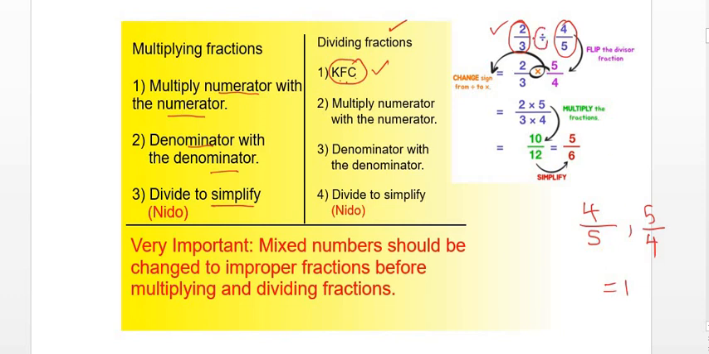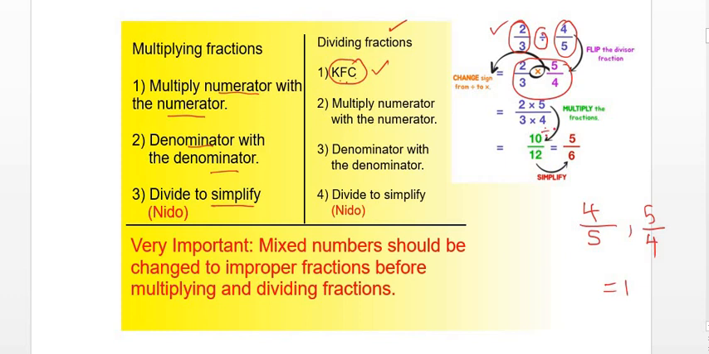Then C is for change. Change means change this division sign into multiplication. So now it has become a question of multiplication, like we want to multiply these two fractions now. 2 times 5 will be 10 and 3 times 4 will be 12. And if it is possible to simplify or reduce the fraction, then it is a must for us to simplify it.